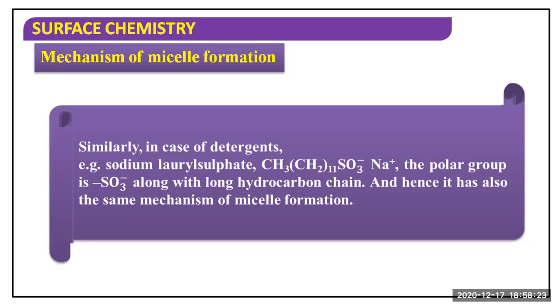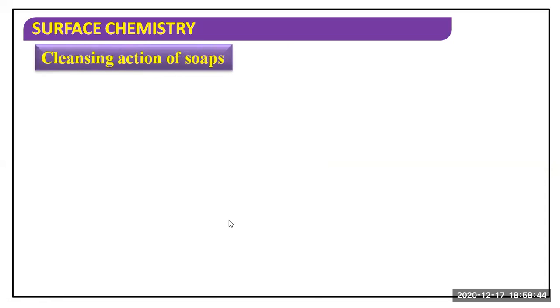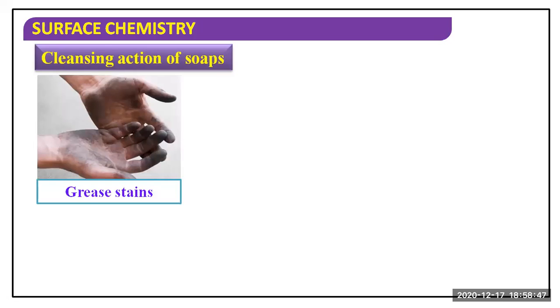Similarly, in case of the detergent like SO3 minus Na plus, the polar group is SO3 minus along with a long hydrocarbon chain, and hence it has also the same mechanism of micelle formation. Cleaning action of soaps. So there are dirty particles. It may contain grease stains. This is hydrophobic part. All that part are hydrophobic parts. It may be oils, it may be grease, mobile oil, etc.